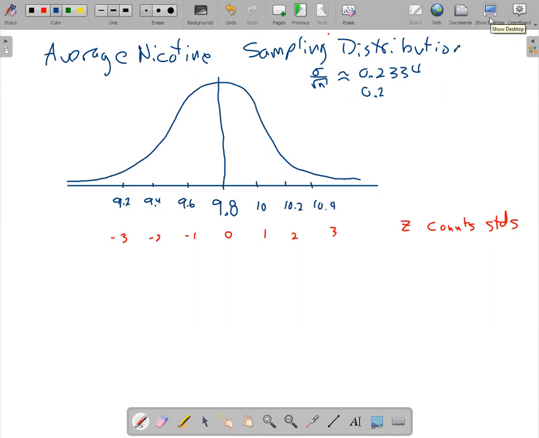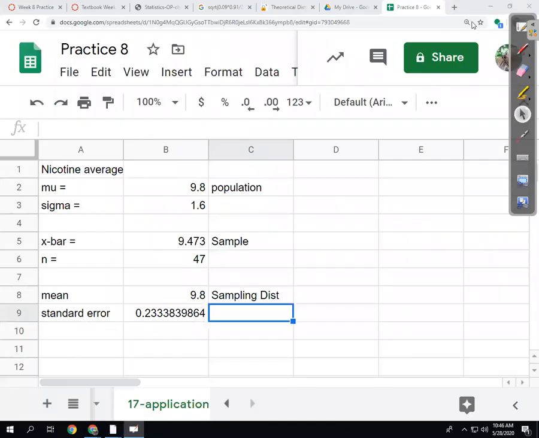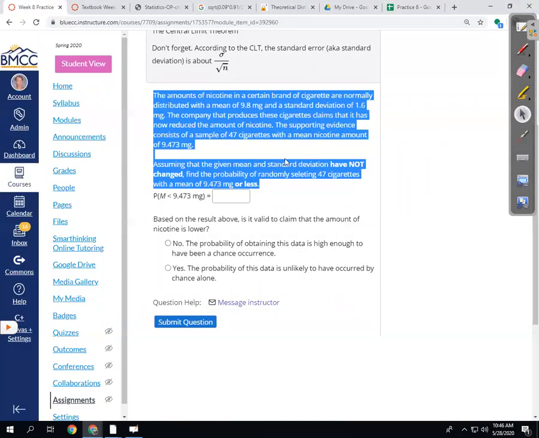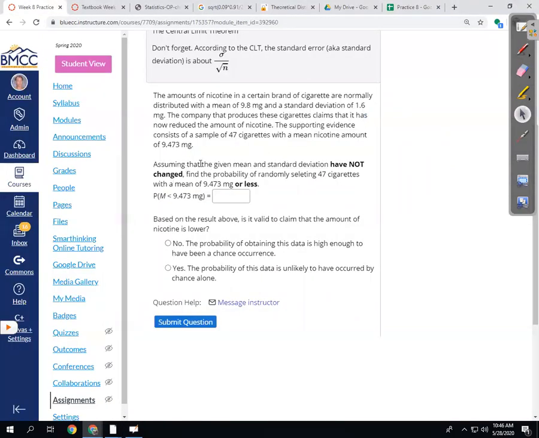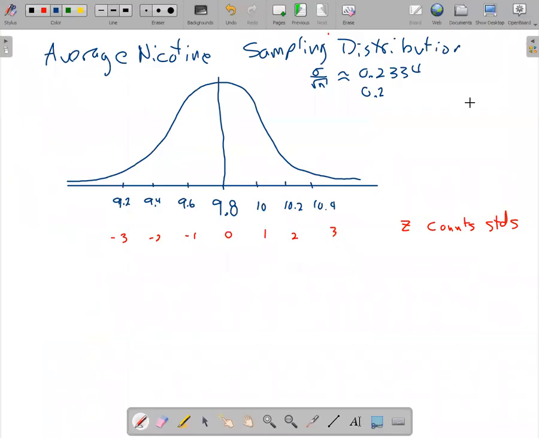Okay, so I think I'm ready to answer their questions. So let's go back to the question. So assuming that the given mean and standard deviation have not changed, right? That's why I put the 9.8 in the middle here, because they told me they have not changed. Find the probability of selecting 47 cigarettes with a mean of 9.473 or less, right? And they have a less than there too. All right, so let's go to the notebook again.